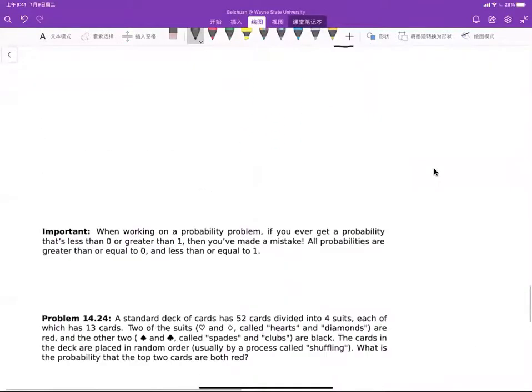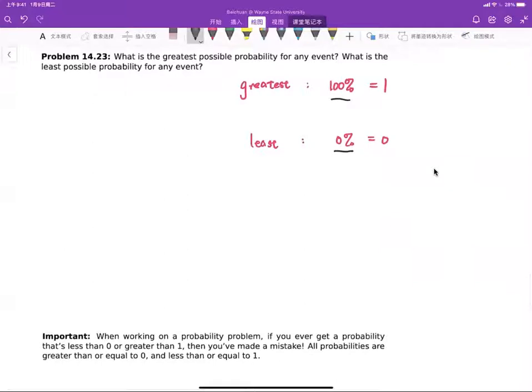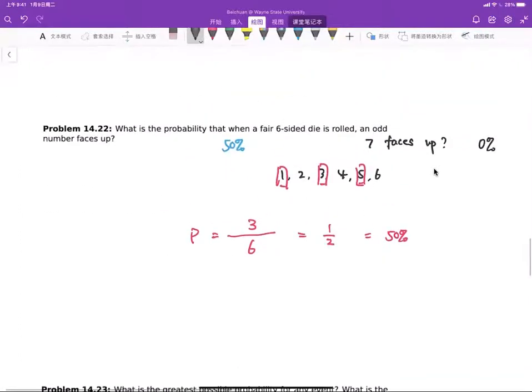All right, so there's a notice. When working on a probability problem, if you ever get a probability that's less than 0 or greater than 1, then you've made a mistake. All probabilities are greater than or equal to 0 and less than or equal to 1. Even though 7 is not a number on the die, if you ask the probability of that event, you'll still get a 0 probability. So it's never a negative probability.